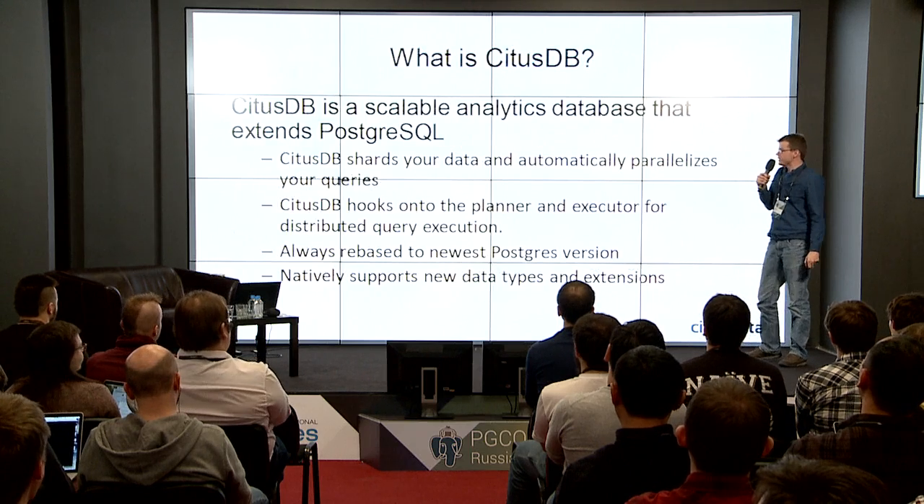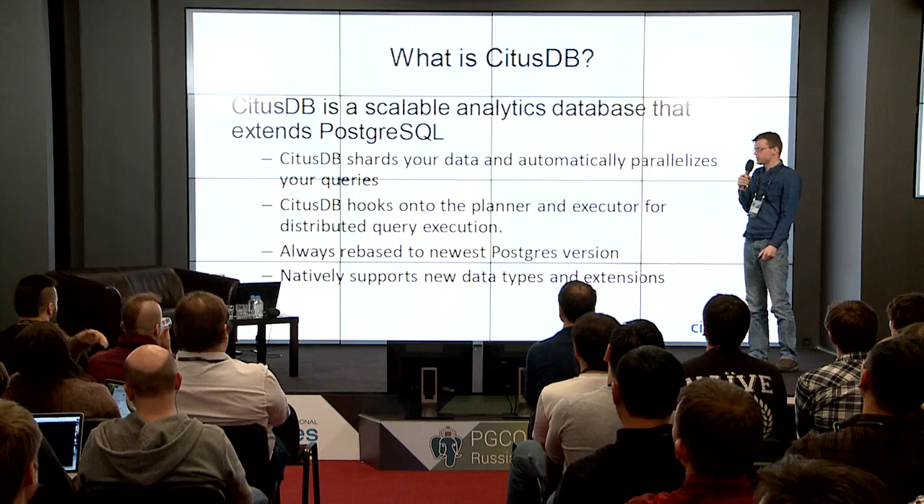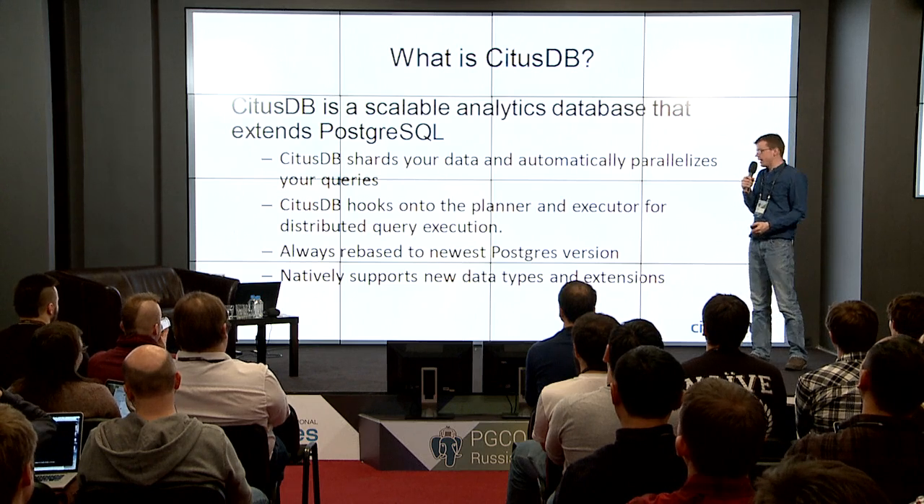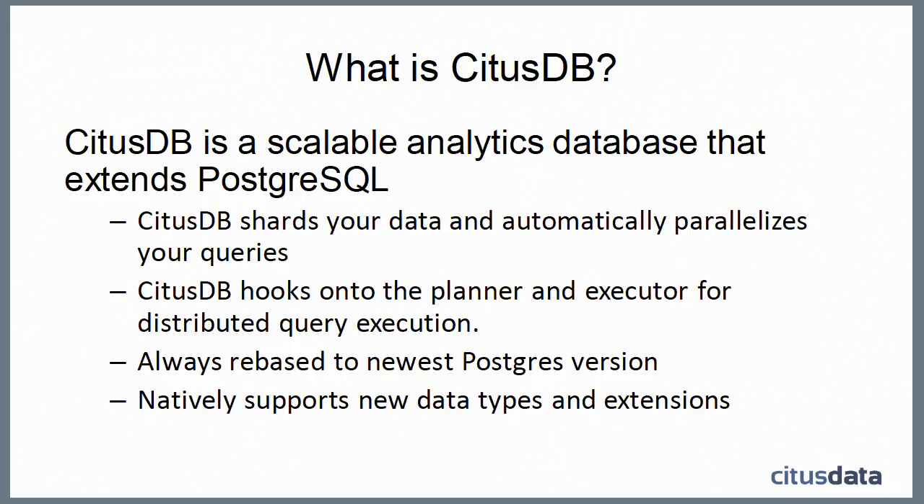So what is CitusDB? CitusDB is a scalable analytics database that extends Postgres. Basically, it helps you shard your data across many what we call worker nodes. These are just Postgres nodes, essentially. And what CitusDB can do is automatically parallelize queries across those shards. It will use multiple cores on each machine, and it can parallelize across multiple machines.